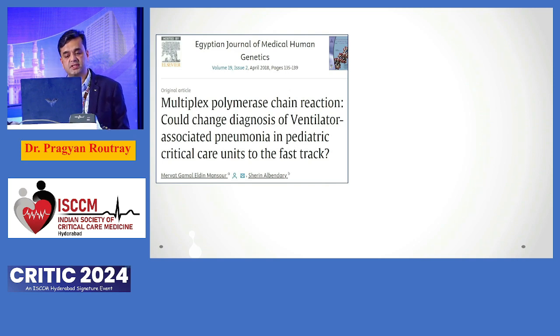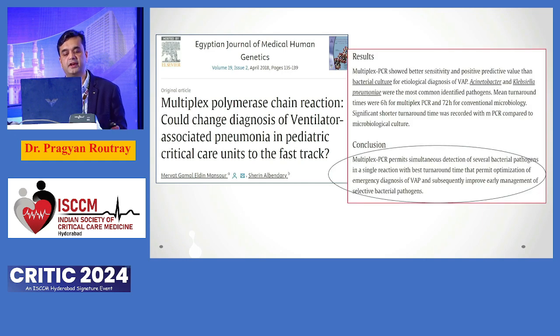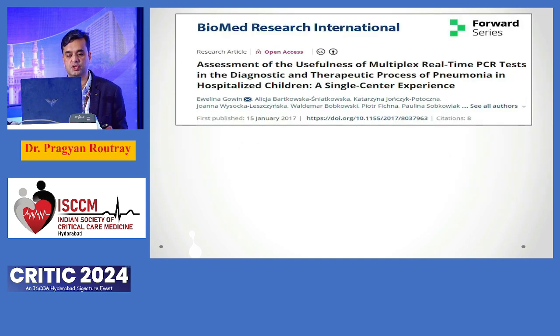Multiplex PCR could change diagnosis of VAP in pediatric critical care. A lot of studies have been done in the pediatric population. They have found that multiplex PCR permits simultaneous detection of several bacterial pathogens in a single reaction with the best turnaround time. So it permits optimization of emergency diagnosis of VAP and subsequently improves early management. There's a very nice conclusion from this journal.